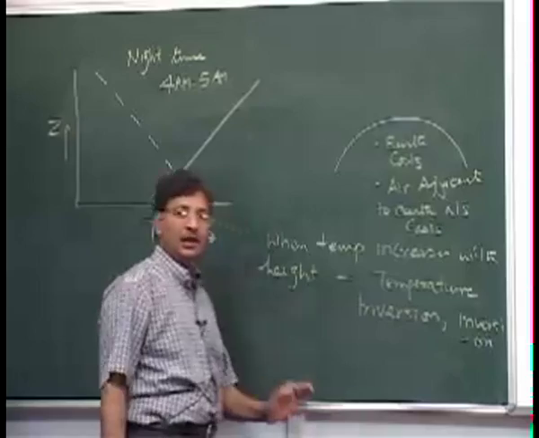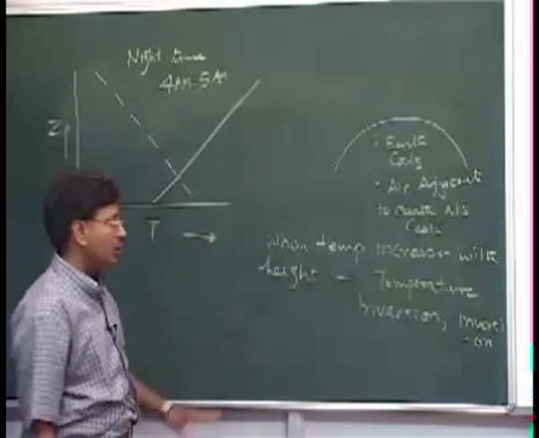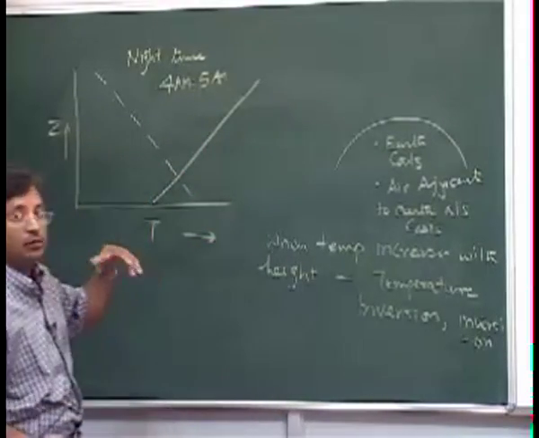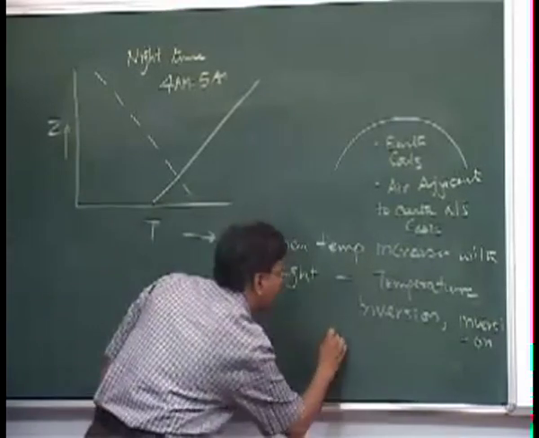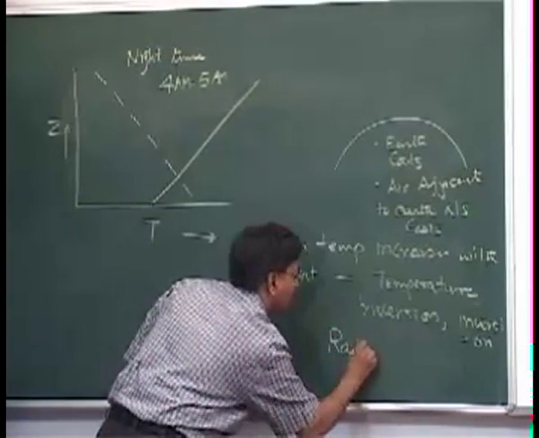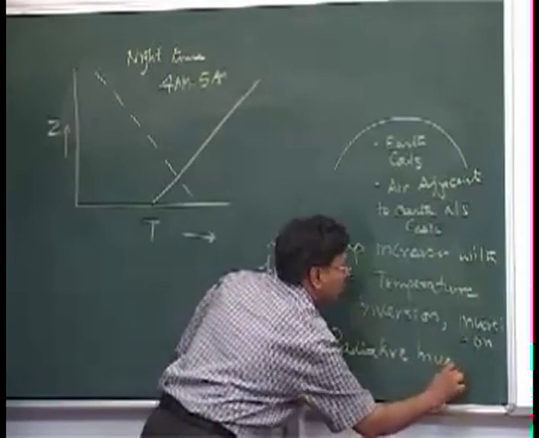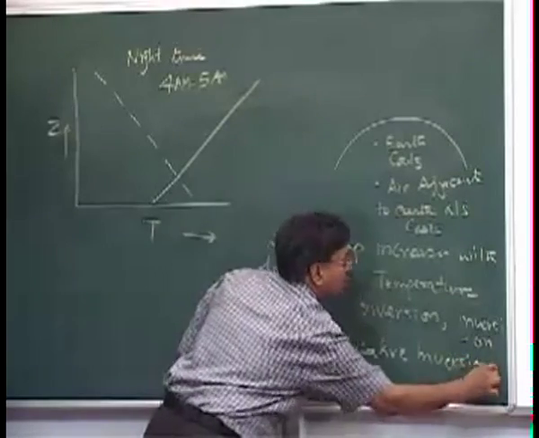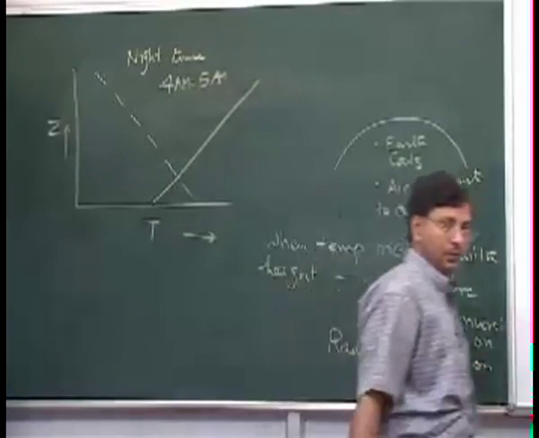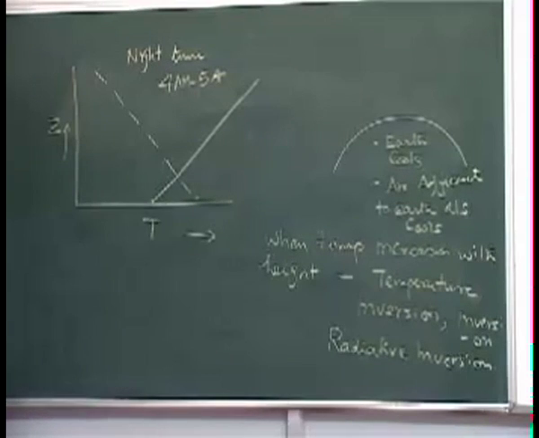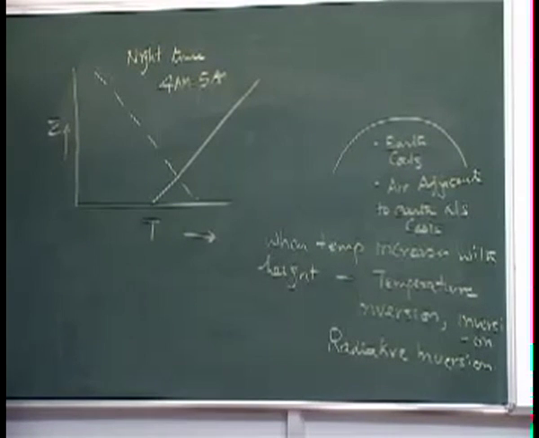And a more technical name for such a situation, where the earth is subject to cooling and heating, is called radiative inversion. Okay. So what I did with these two things, what you see here, is I have talked about very extreme conditions. Daytime, bright sunshine, and nighttime, in the morning, 4 a.m. to 5 p.m. Okay. Let's see what would happen on the other days.